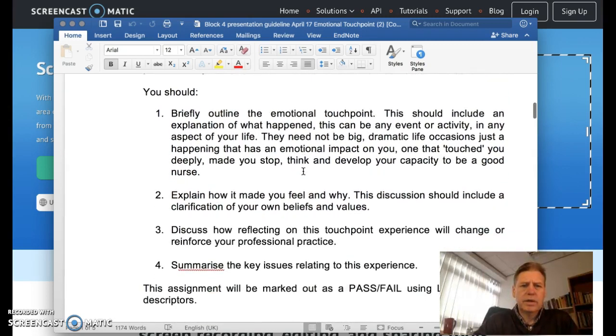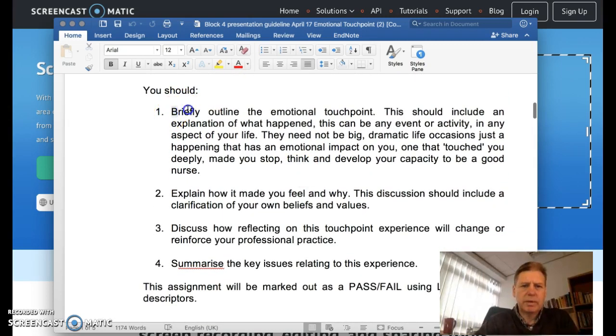So looking at the 4 main points, what we're talking about is briefly outlining the emotional touch point. Now again, the whole point is not for you to give us a blow-by-blow account of every single tiny thing that happened. What we want you to do is just give us an overview, tell us what it means. Include an explanation of what happened.